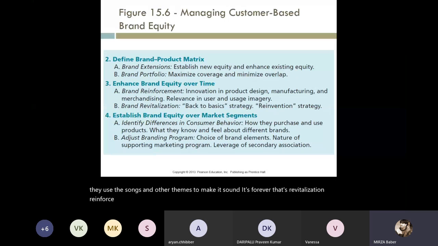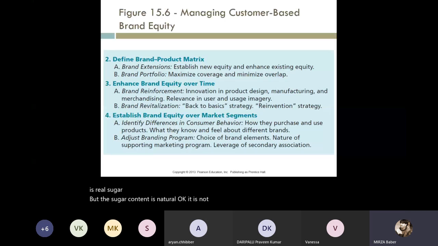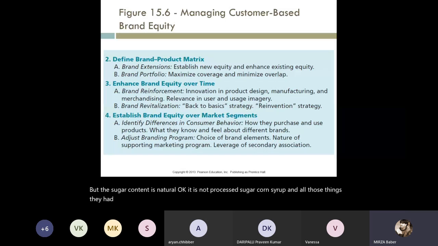It's innovation in product design, manufacturing, and merchandising, and relevance in user and usage imagery. They launched Coca-Cola Life, which is real sugar, but the sugar content is natural, not processed sugar or corn syrup. Coca-Cola also launched Coke Zero, which is more towards the male; I would say the imagery is much more masculine. Diet Coke was much more towards feminine imagery. That was reinforcement that we are still existing when you can have different options. Then they had Cherry Coke. Coke Zero and Cherry Coca-Cola are very popular in France. Everyone loves that. Cherry Coca-Cola tastes like cough syrup to me.